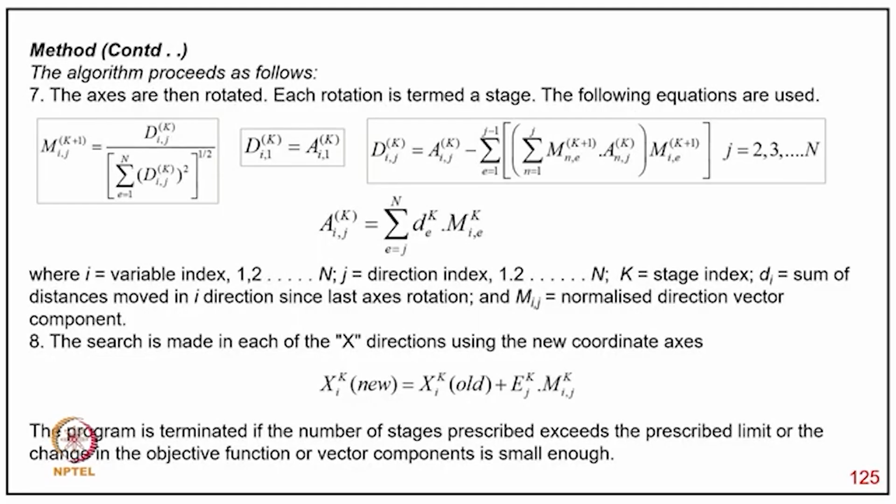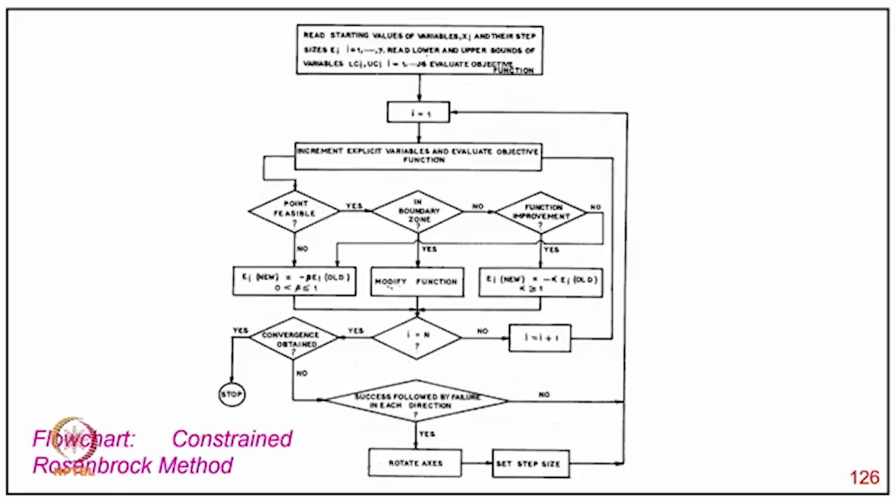Then the axis rotates, and each rotation comes as a stage. The following equations are used for that, where these are all the parameters defined. The search is made again for the x directions using the coordinates xi old plus ej mij. The program is terminated if the number of stages exceeds the prescribed limit, or the change in the objective function or vector component is small enough, not giving much improvement in the objective function.